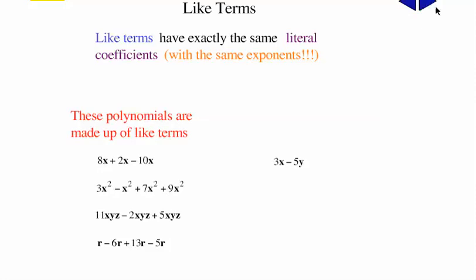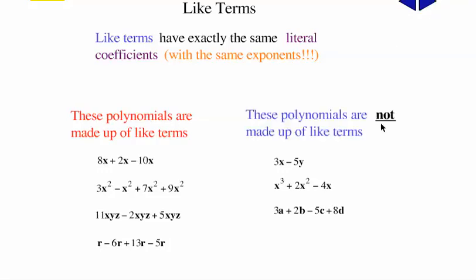Okay, 3x minus 5y. All right, x cubed plus 2x squared minus 4x. These are not like terms, by the way. 3a plus 2b minus 5c plus 8d, all not like terms. No like terms in there. Okay, these polynomials are not made up of like terms.